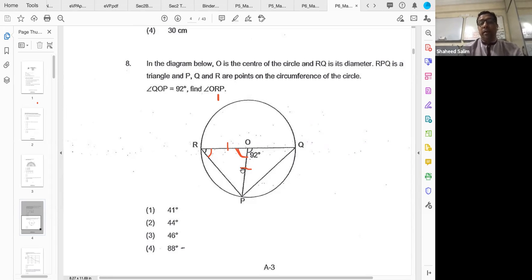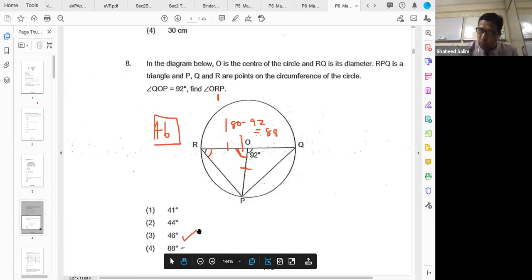Okay, so down here, you can find this angle, right? 180 minus 92. What do you get? You get 88. And then these two angles are the same, so you take 180 minus 88, and divide the answer by 2. 180 minus 88 is 92. Then 92 divided by 2, you get 46. Do you understand what I'm saying? Okay, so quite simple. Come on, you can do this.